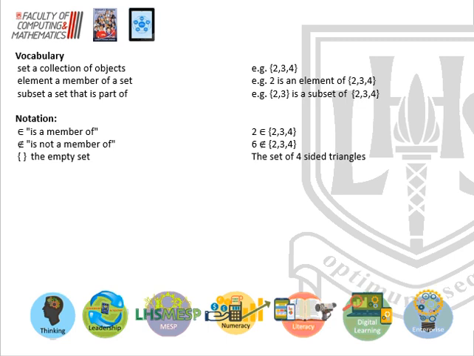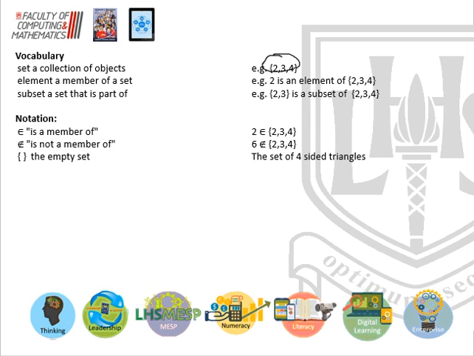Okay, so vocabulary. Here, if we've got a set, a collection of objects, we can write it as a set just by having the 2, 3, 4 like this here with the curly brackets. An element is a member of a set, so 2 is an element of the set 2, 3, 4, and a subset is a set that is part of another one. Okay, so 2, 3 is a subset of the set 2, 3, 4.